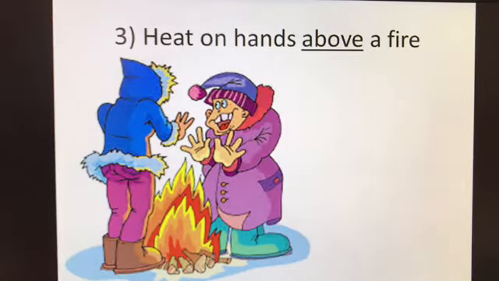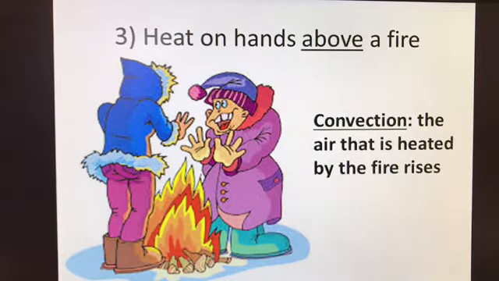Number 3, heat on your hands when your hands are above the fire. So the heat you feel on your hands when your hands are above the fire. Convection is the answer because the air that is heated by the fire rises. So rising hot air is convection.